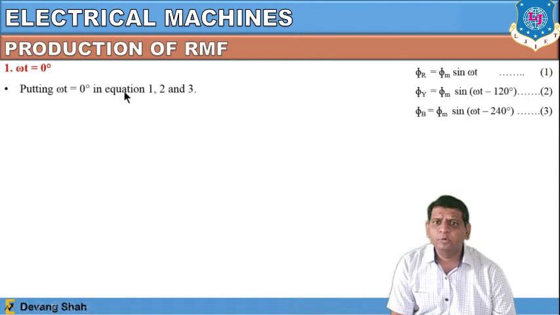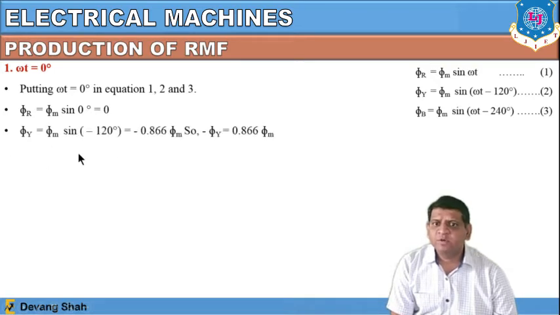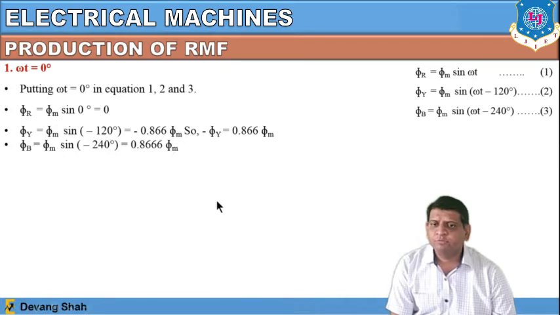Once I put this in, the flux vector starts at angle 0. From this, phi R is equal to phi m sine 0, which becomes 0. In the same way, phi Y is equal to phi m sine minus 120, which is minus 0.866 times phi m. Phi B, likewise, you will find is a positive 0.866 times phi m.